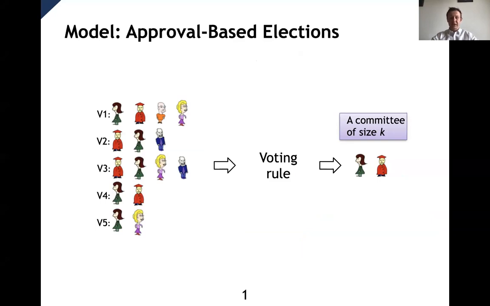An approval-based committee election rule takes this kind of a preference profile as an input and a desired size of the committee to be elected. Through this talk, I will use the symbol K to denote the size of the committee. So an approval-based committee election rule takes an approval-based preference profile and K, the desired size of the committee to be elected, and returns a K element subset of the set of candidates.